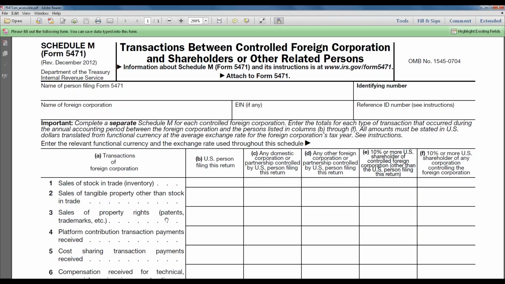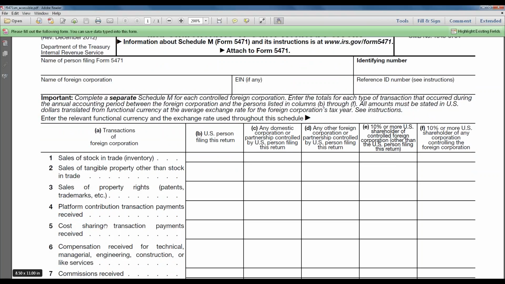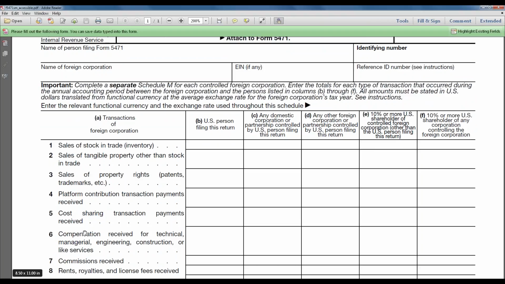Keep in mind the IRS is still using ancient concepts of patents and trademarks, etc., and I assume copyrights. They're not into intangible assets that are not somehow created by a government filing. Platform contributions, we'll get to that in the next slide. Cost sharing transaction payments, we'll do that at the same time. Once again, great tax planning.